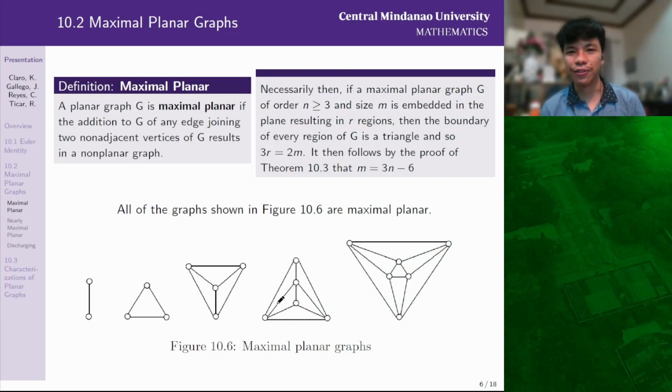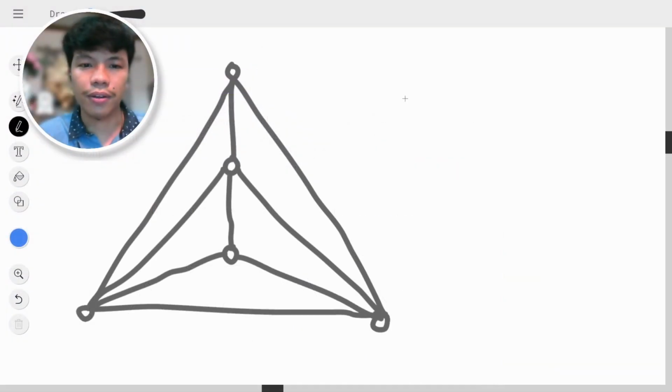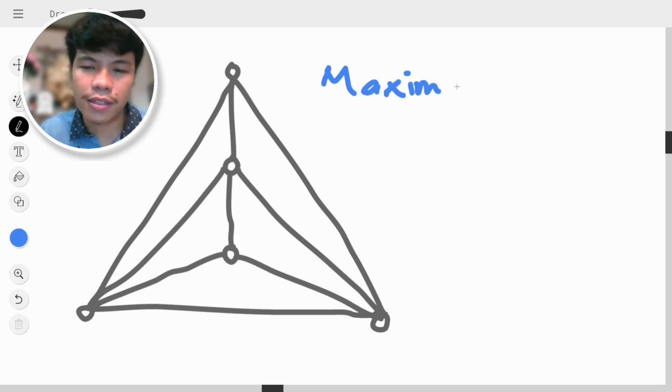Hi everyone. Today let us proceed to 10.2, maximal planar graphs. Now by definition, a maximal planar graph is a planar graph G if the addition to G of any edge joining two non-adjacent vertices results in a non-planar graph. Now let's take the fourth graph in figure 10.6 as an example. So here it is. This example in figure 10.6 is a maximal planar graph.